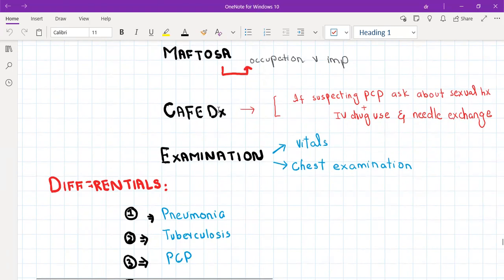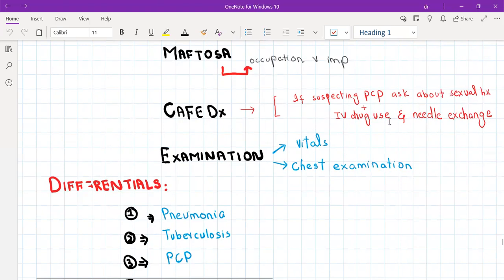Why? Because if the patient is immunocompromised, if the patient is, for example, homeless and using IV drugs, there is a high chance that this patient might have HIV. And if this patient has HIV, then there is a very high chance that this cough could be due to PCP. So this could be PCP pneumonia, which is Pneumocystis jirovecii pneumonia. You should ask about both IV drug abuse and sexual history, because HIV can be transmitted by either of these routes.